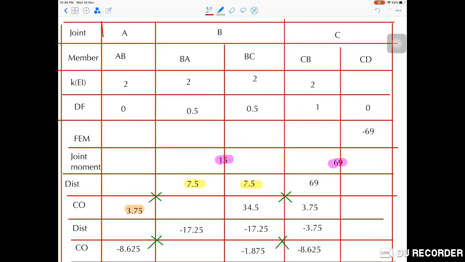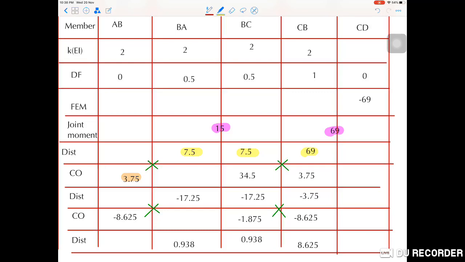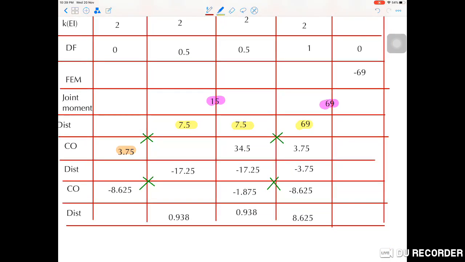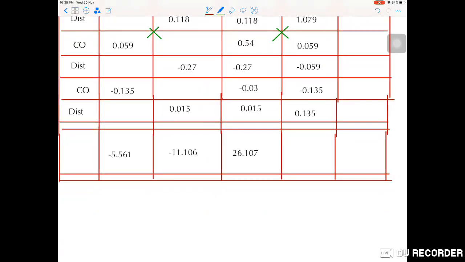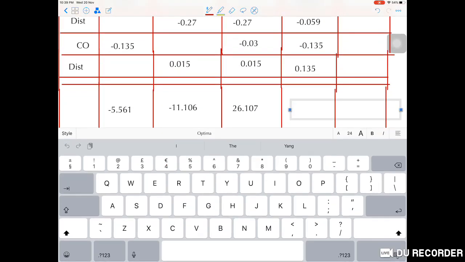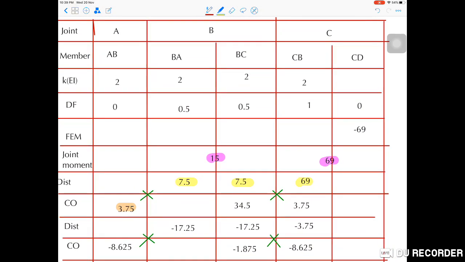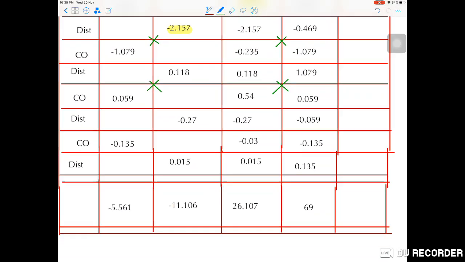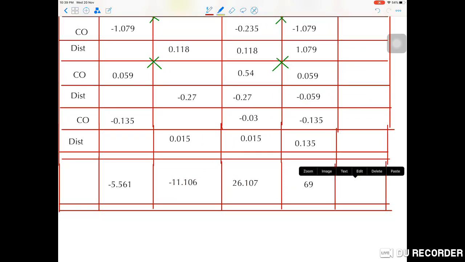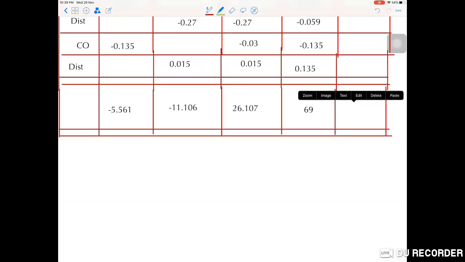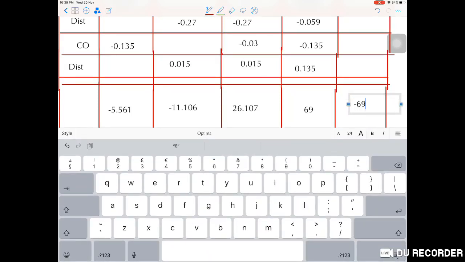Okay, for CB, start with 69. Okay, and the answer is 69. And for CD, it starts from the first moment in the table. For CD is negative 69. So total is negative 69.